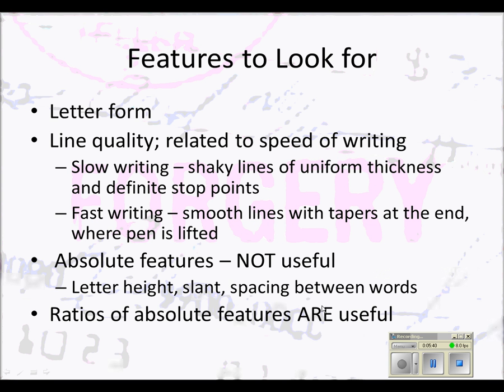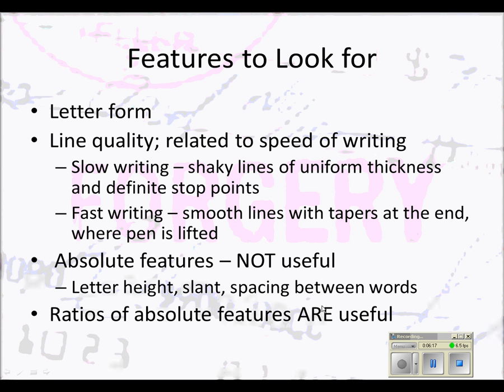So the things that we're going to look for are letter form, line quality, and line quality is going to be related to the speed of the writing. If somebody's trying to write slow, they're typically going to have shaky lines of uniform thickness and definite stop points where the pen hits the paper and comes off the paper. Fast writing will have smooth lines with tapers at the end where the pen is lifted. This is kind of like a feathering that happens at the end. Somebody that's trying to copy somebody's writing tends to have slower writing, so you see some shaky lines and those definite stop points.